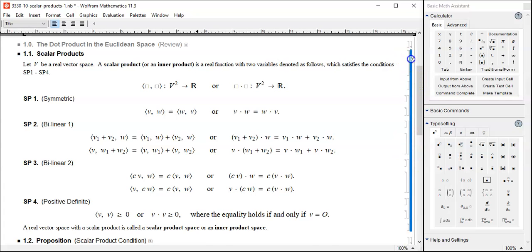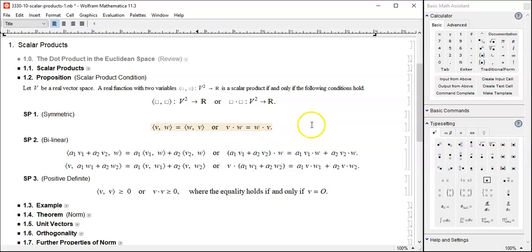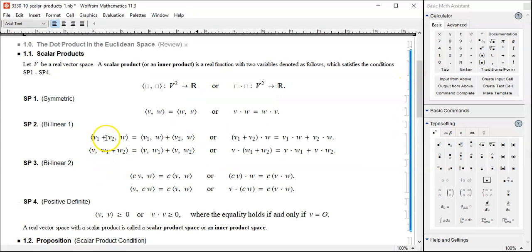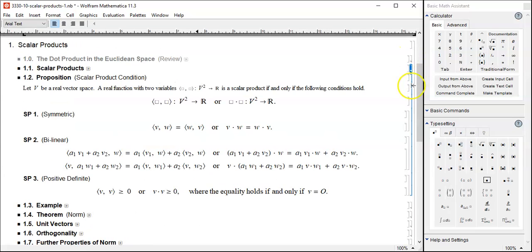Or equivalently, number one, symmetric, same as before. Number two, positive definite, again same as before. And then the single condition, bilinear. What's the difference between the two? Here we have additions and scalar multiplications separated out. Here, both were put together as linear combinations.